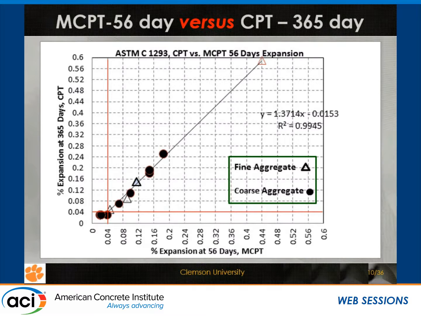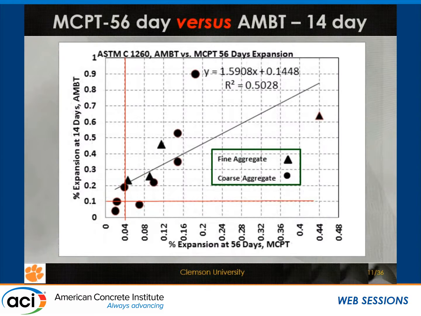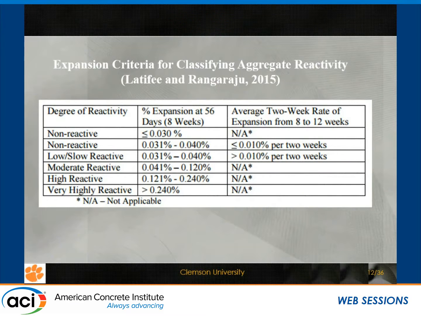But this is the correlation between the CPT and the MCPT. They correlate very well. When we did the correlation with the mortar bar test and MCPT, the scatter was quite significant across all these aggregates. So clearly, the miniature concrete prism test is an alternative to the concrete prism test with a much shorter duration, and you get results that are very comparable with the CPT. So based on that study, we developed a guideline as to how the reactivity can be assessed.